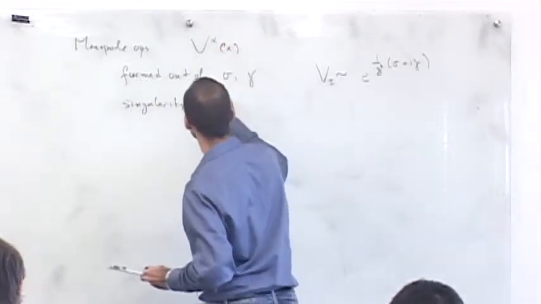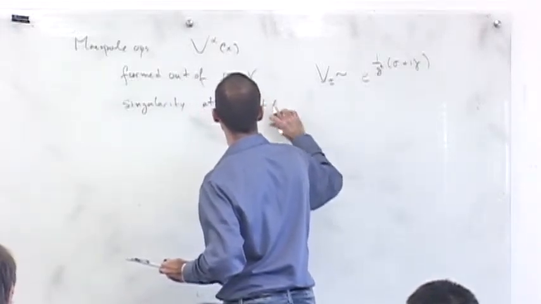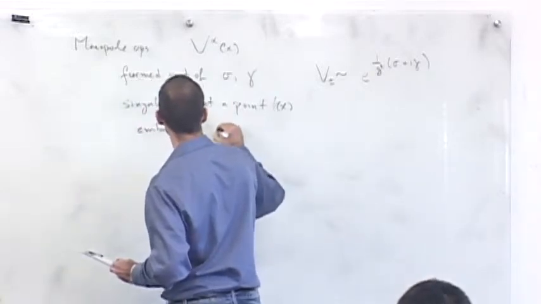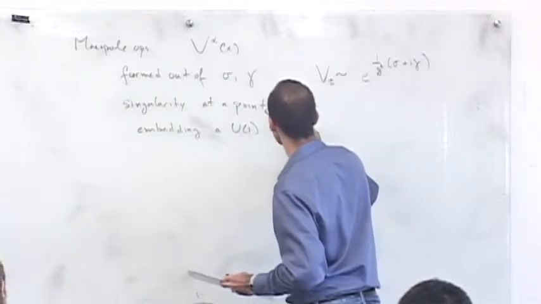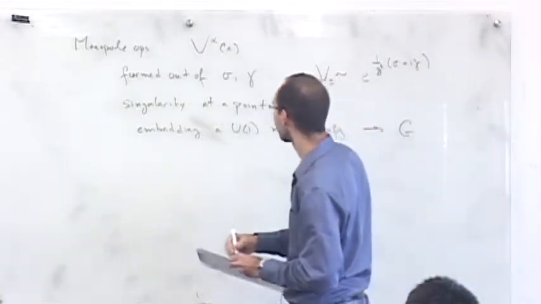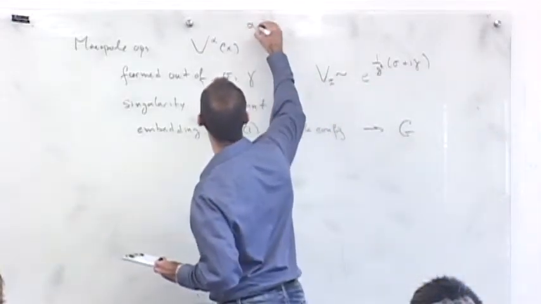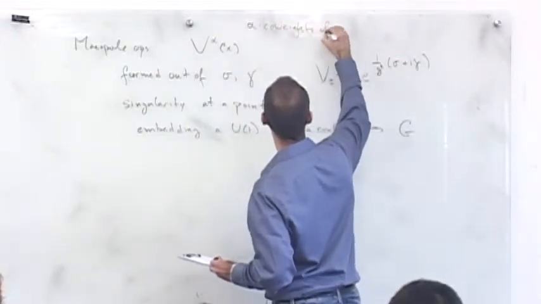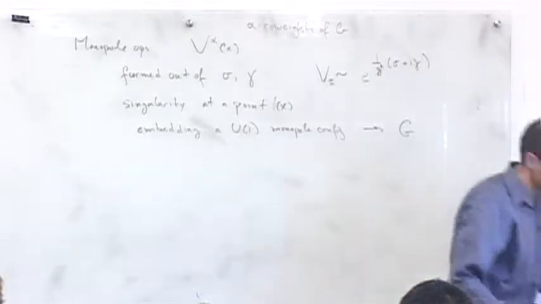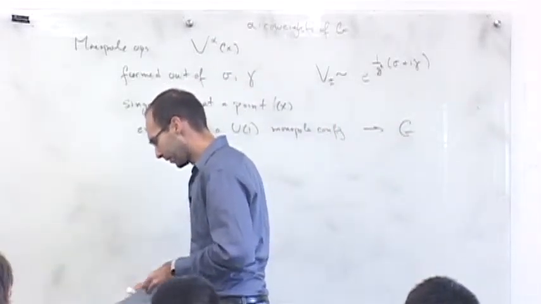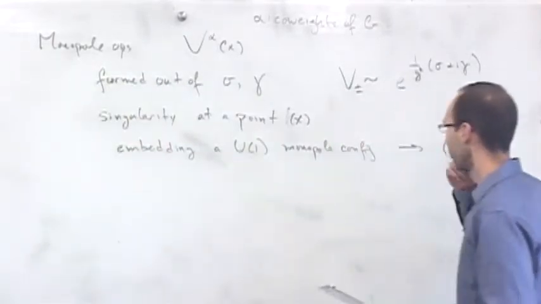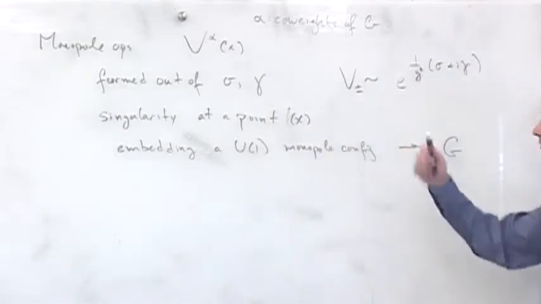So they're local operators at a point x that's obtained by embedding a U1 monopole configuration into G. So the alphas are ways of embedding U1 into G, in other words, co-weights. This is the same way that 't Hooft operators are described in four-dimensional theories, or Hecke correspondences have the same labeling.